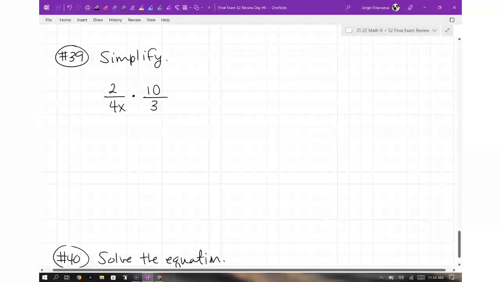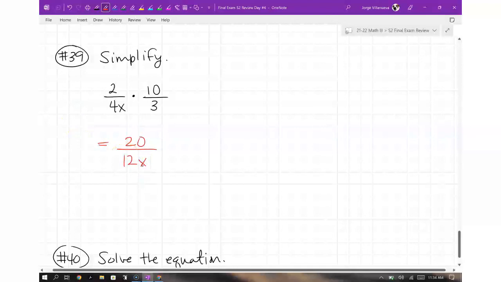All right, so it starts to get a little easier, right? 2 over 4x times 10 over 3. Now, some people like to multiply straight across and then reduce. I like to reduce because that makes my multiplication easier. That's completely up to you, whatever you prefer to do. What would you guys like me to do? Multiply or reduce? Someone tell me. Multiply. I heard someone say multiply. So let's multiply straight across. 2 times 10 is 20. 4x times 3 is 12x. All right, good. I'm done, but I got to reduce.